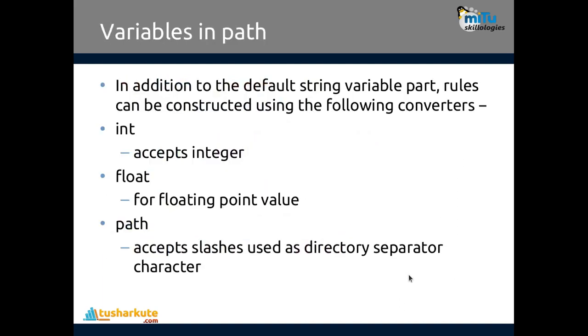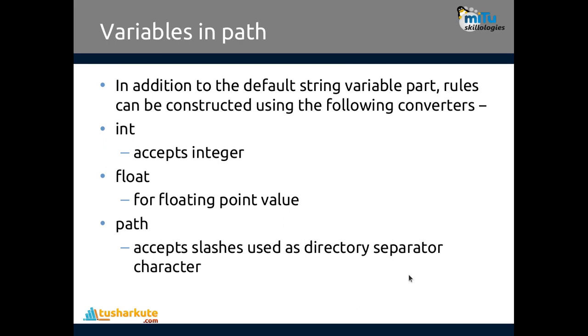Now, in addition to the default string variable part, rules can be constructed using the converters. Like I can pass the value int, float and path. Means it is not required that you always pass the string. I can pass the value in the form of integer also, or in the form of floating point also. It will become compulsory that this value should be in the form of the integer there. Let's see how to do this one.